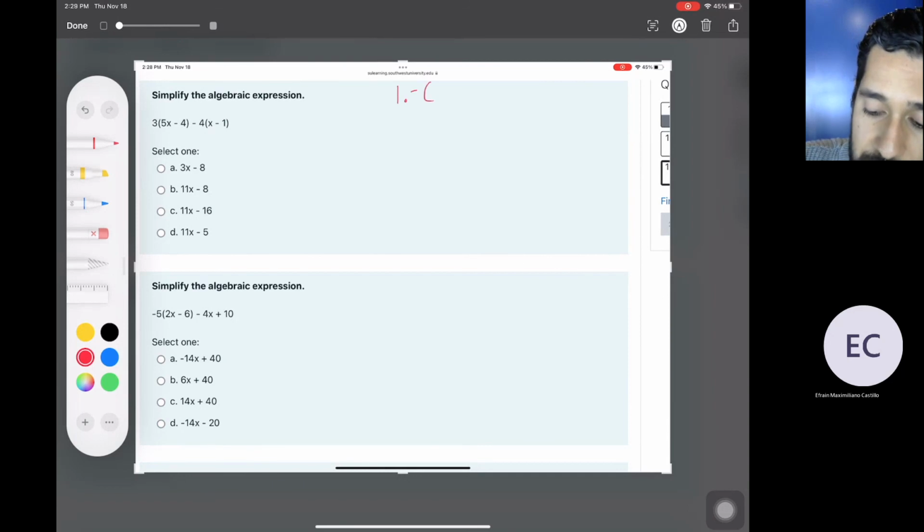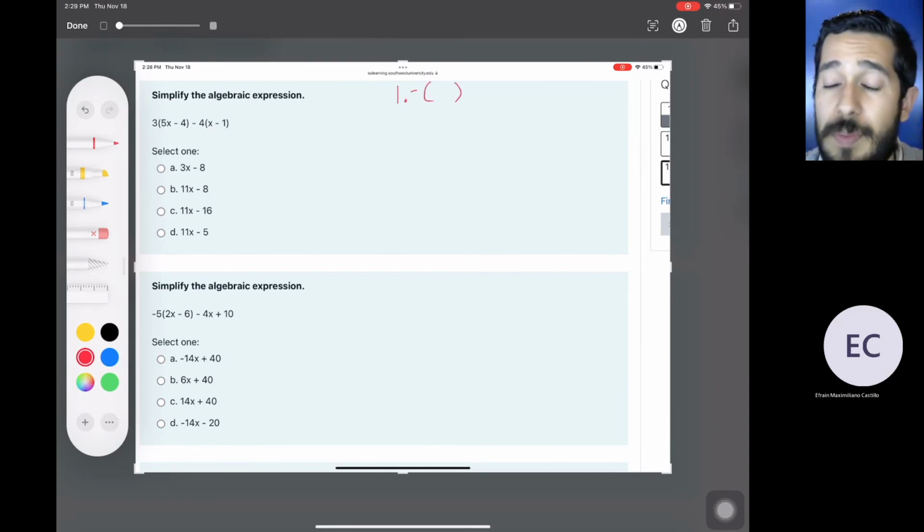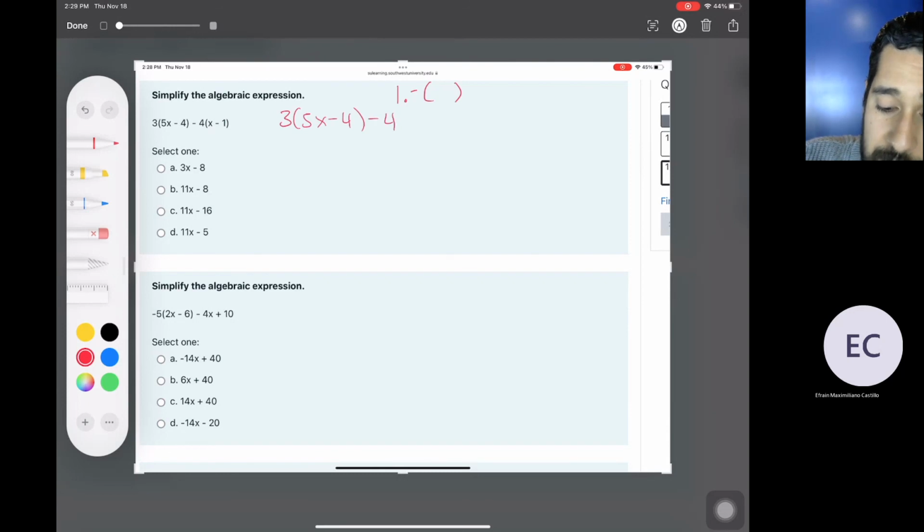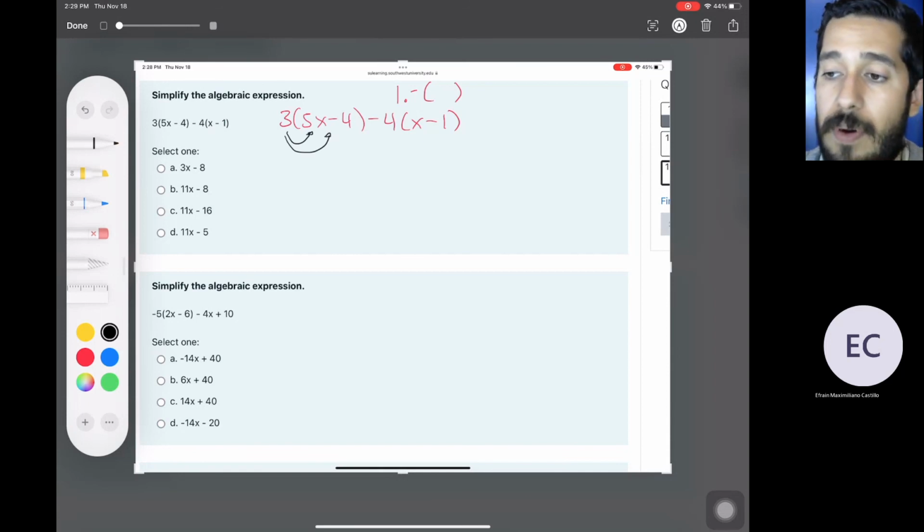That's always going to be the first step. Okay, removing the grouping symbols. And how am I going to remove the grouping symbols when I have an algebraic expression? By distributing whatever is in front of those symbols. So in this case, for the first example, I'm going to write it again. For the first parenthesis, it looks like I have a 3 in front of it. So I will have to do the distributive property, 3 times 5x and 3 times -4.